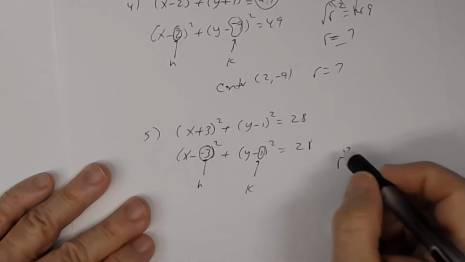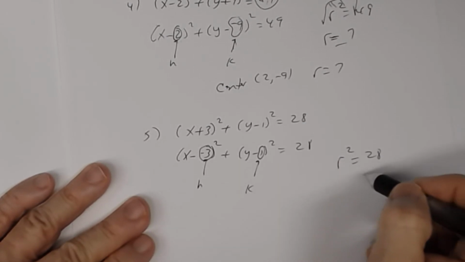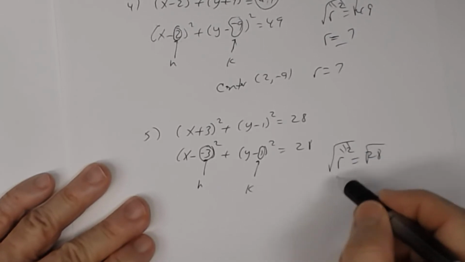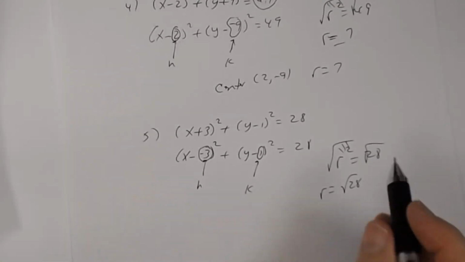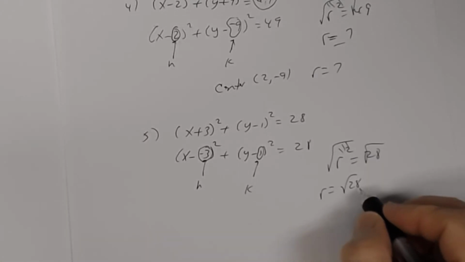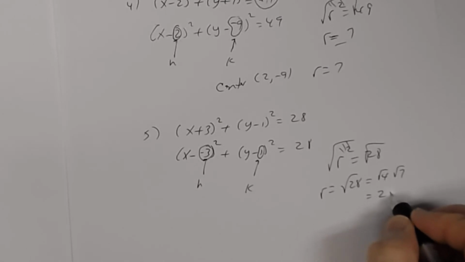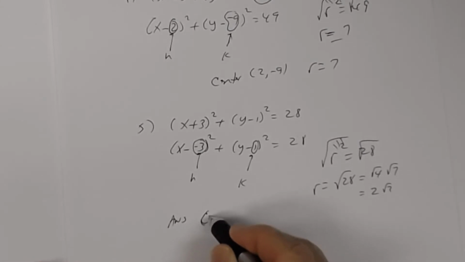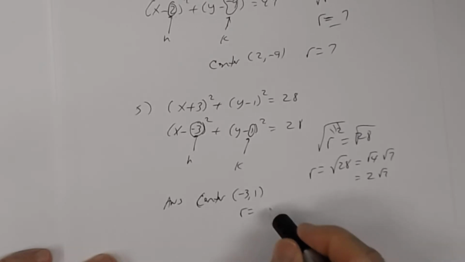And the radius squared, remember, this right here is r squared. So the radius squared is 28. And to get the radius by itself, I'm going to take the square root of both sides. And so r then will be the square root of 28. You do want to simplify the radicals, so notice it says simplify square roots if possible. So the perfect square that goes into 28 is 4. So that's the square root of 4 times the square root of 7. So you get 2 square root of 7. And so the answer, then you're going to say the center is negative 3, 1. And the radius is 2 square root of 7.